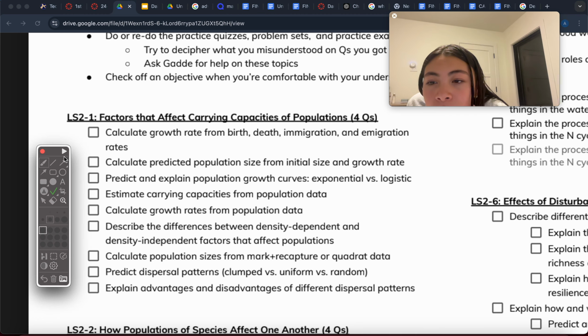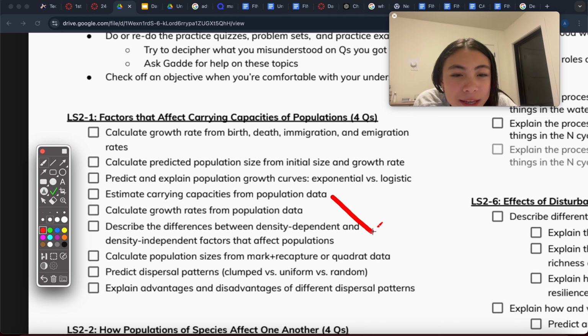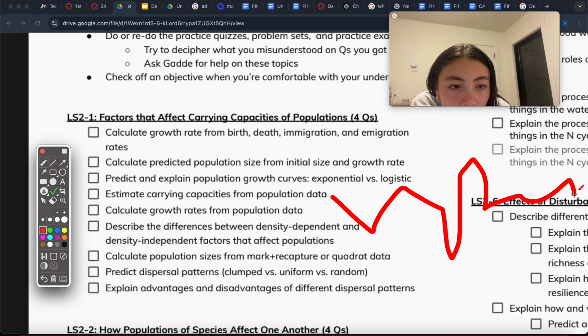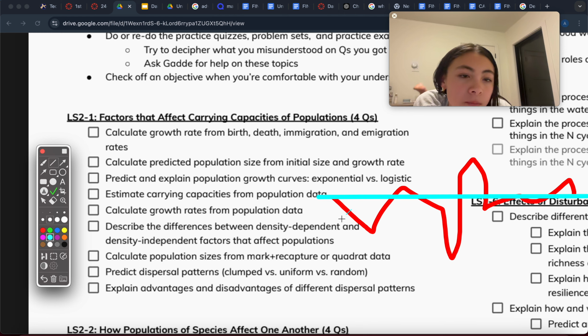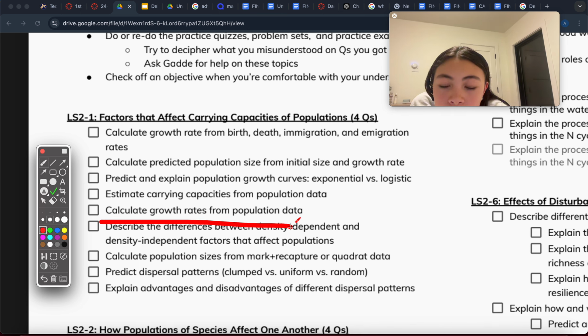Okay, so it'll give you some kind of random graph, and then you're going to have to find some kind of curve within this. For this one it'd probably be around like that. And what Mr. Goudet said is that he is going to accept a really wide range of answers, so there's that. Calculate growth rate from population data.